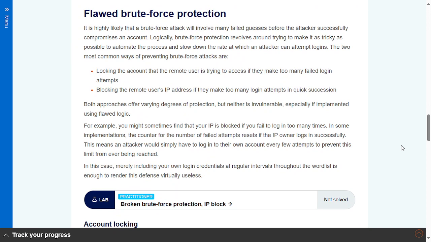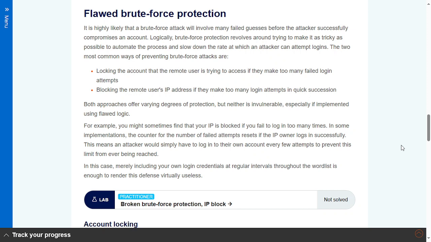Flawed brute force protection. It is highly likely that a brute force attack will involve many failed guesses before the attacker successfully compromises an account. Logically, brute force protection revolves around trying to make it as tricky as possible to automate the process and slow down the rate at which an attacker can attempt logins.